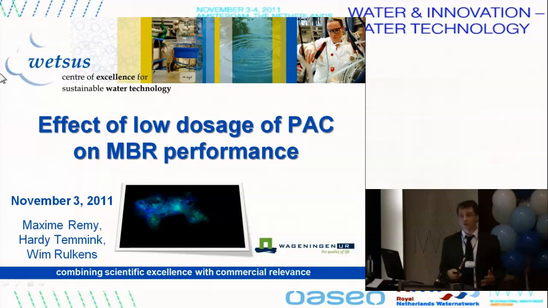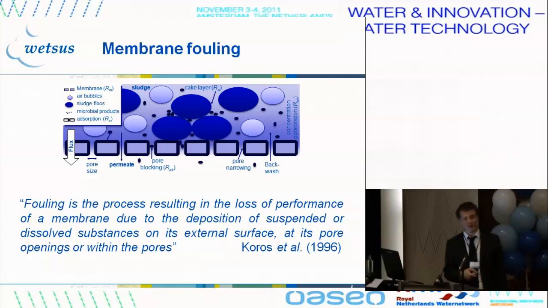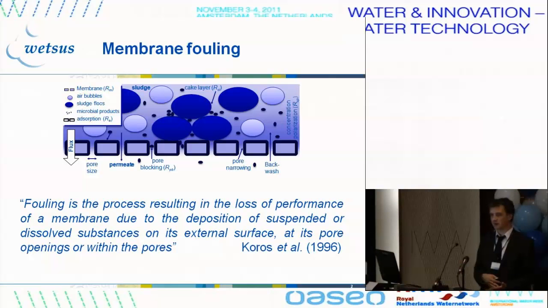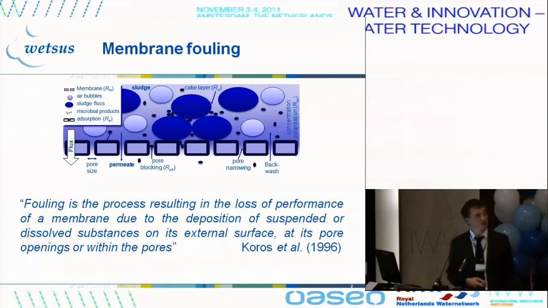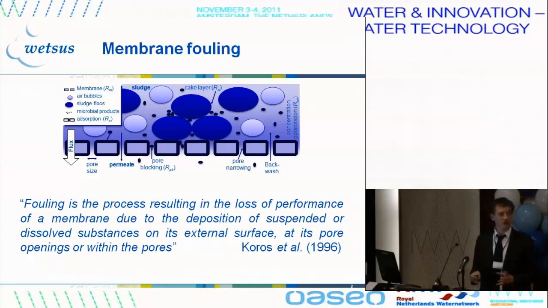I will skip the broad presentation of membrane bioreactors, because we already had it this morning. This time I will focus more on membrane fouling. Membrane fouling can be defined as the process which results in a lower performance of the membrane because of the deposition of foulants on the membrane surface, inside the membrane, or blocking the pores. It's a complex mechanism which can be split into many different ones.